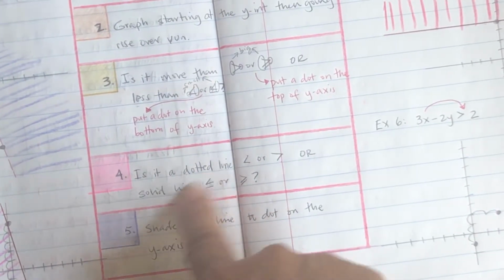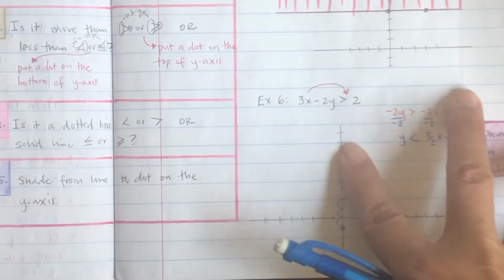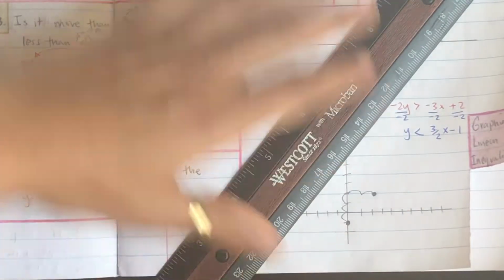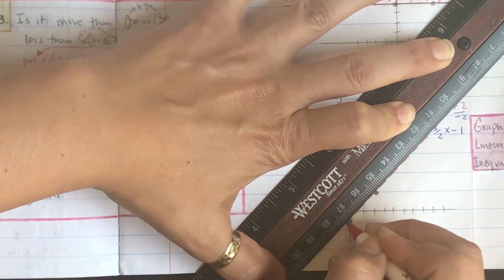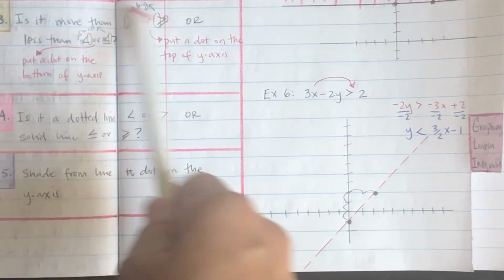Is it a dotted line or a solid line? So there's no equal to on the bottom, so it is a dotted line. So you're going to join them dotted. This is a listening check. Write your name at the bottom of this page. Dotted line. Right? Is it big or small?